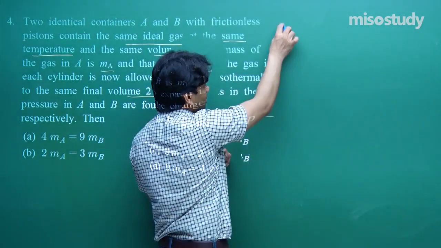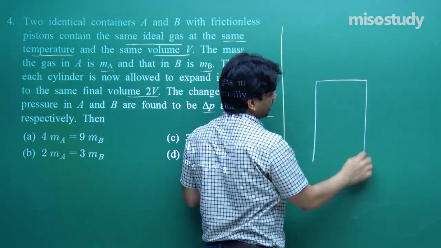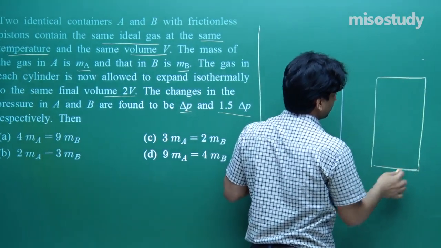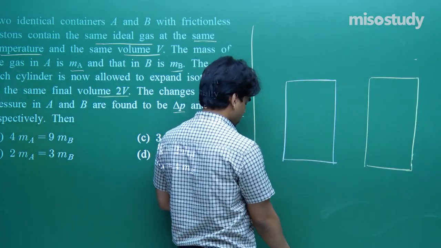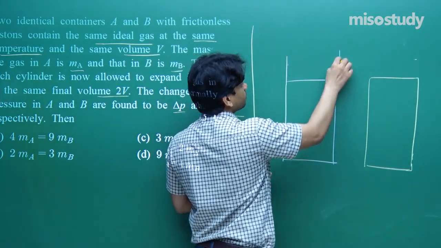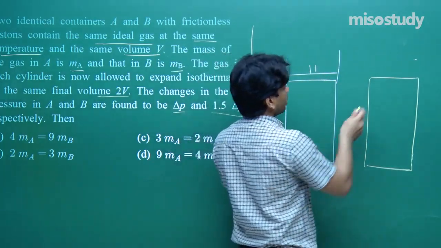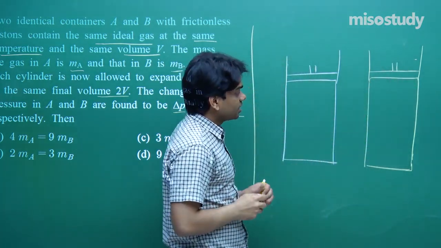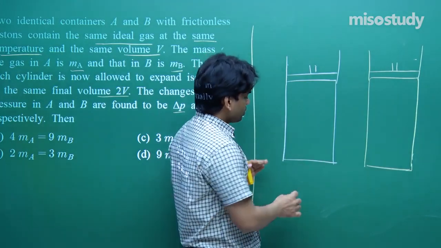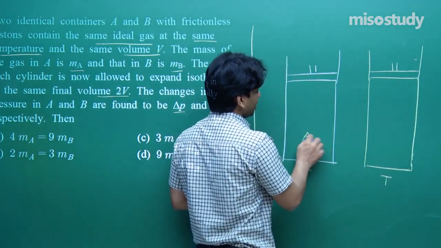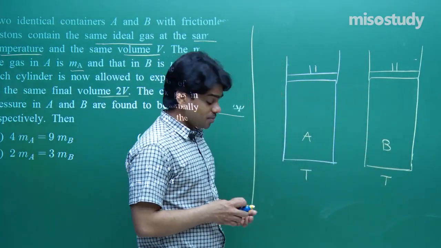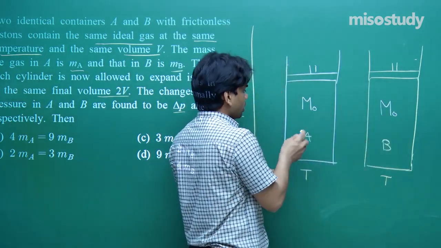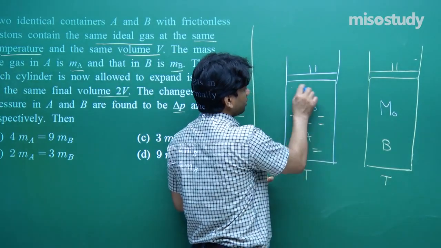So if we take two containers, as I show you here, container A and B, they are identical, same volume, and they are also having a piston. Now see here, initial volume is V and temperature T is the same for both the gases. This is gas A and B container that I have marked, they have the same gas. So let's say molecular mass we are taking as m0 in both the containers.